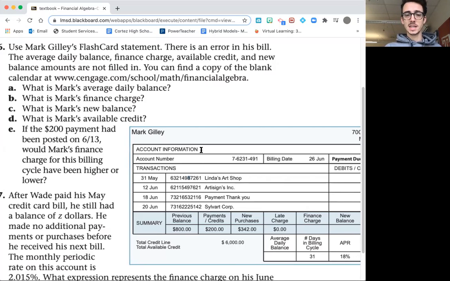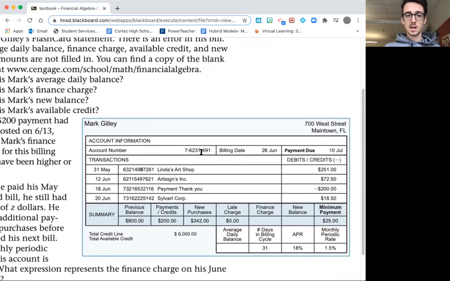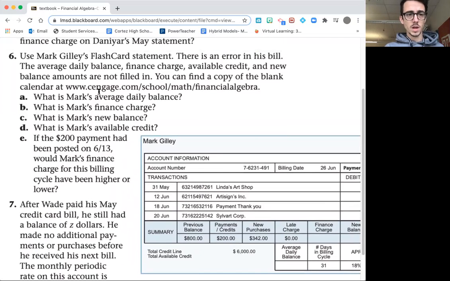We see Mark Gillies' transactions seen here. I'll keep referencing this as we move forward, but you may want to pause the video and screenshot this. Sound good? So in here, there's some error in the bill. We're being asked to get the average daily balance, finance charge, available credit, and new balance amounts because they're not filled in, unfortunately. What is Mark's average daily balance?